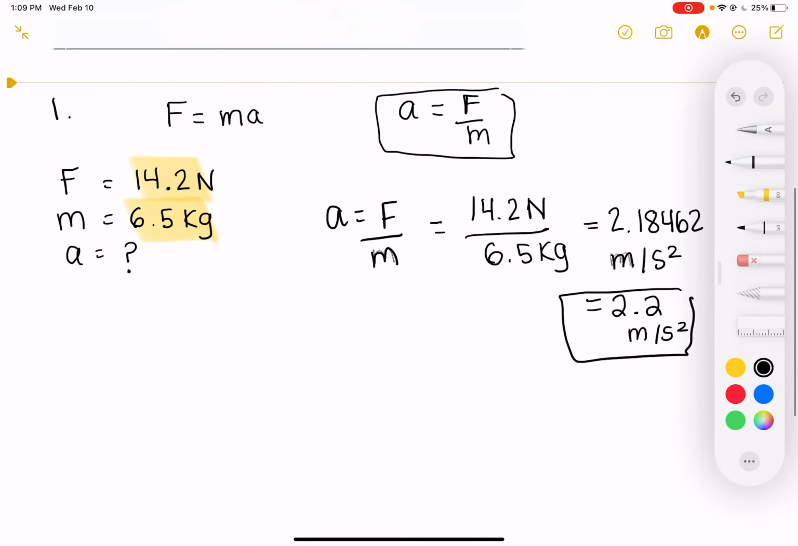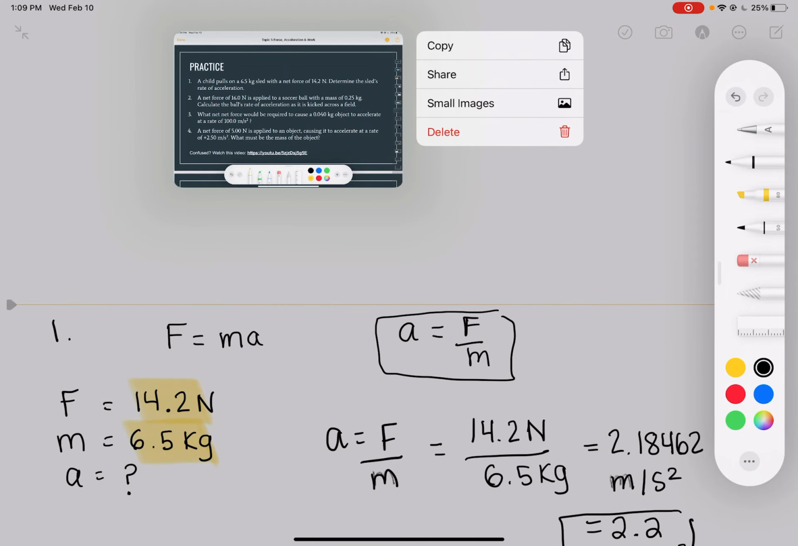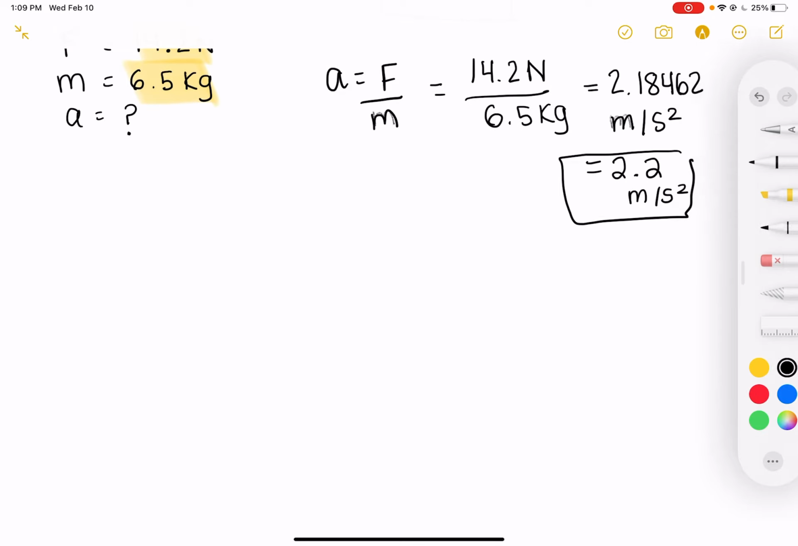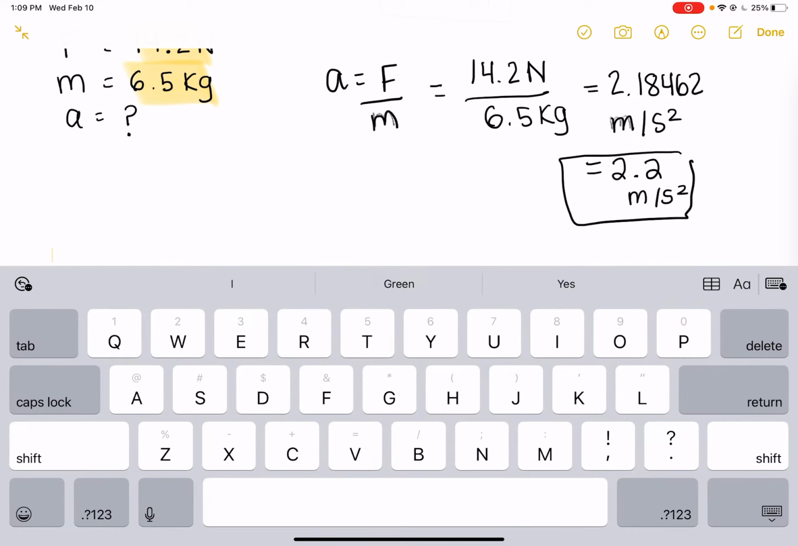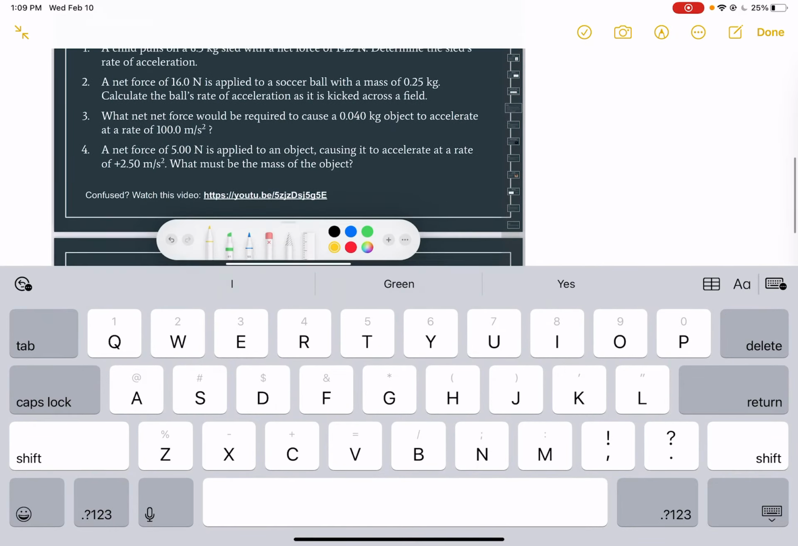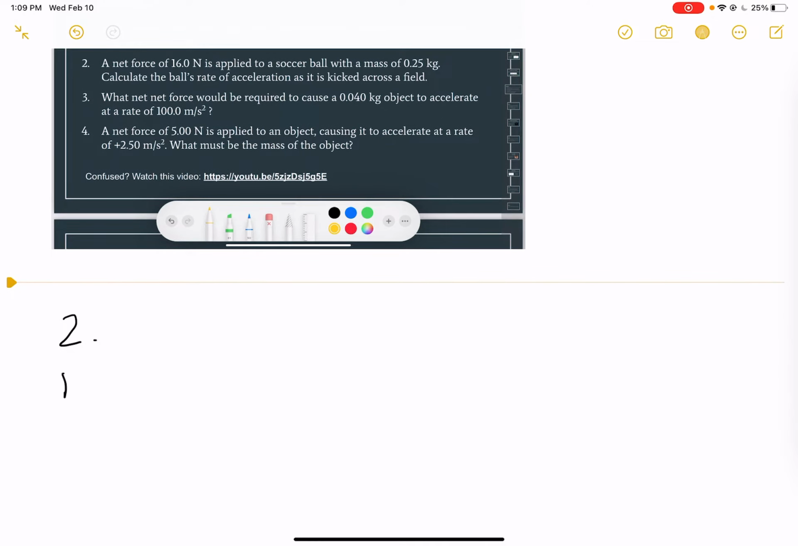Trying out number 2. Perfect. So we're going to do number 2. Number 2 says a net force. Well, before we even read the question, I'm going to set up my little table and start reading. So it says a net force of 16 newtons. So our force is 16.